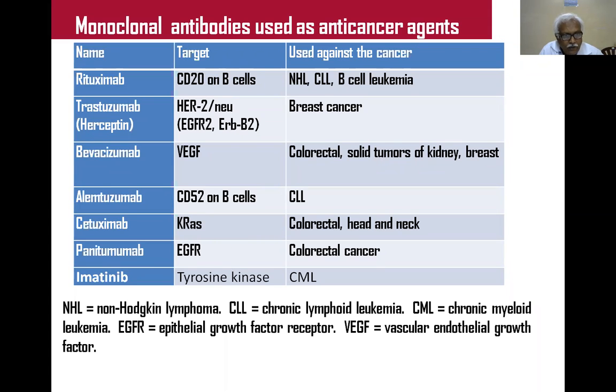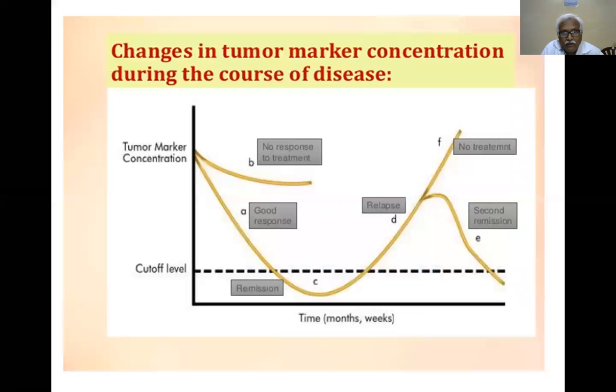And panitumumab, EGFR, colorectal cancer. Imatinib, tyrosine kinase, CML. So non-Hodgkin lymphoma and chronic lymphoid leukemias and chronic myeloid leukemias, and epithelial growth factor receptors and vascular endothelial growth factors are all targeted by these various types of tumor chemotherapy drugs.